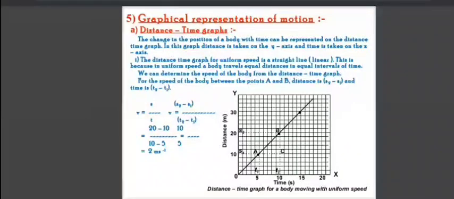What you did, you divided the y-axis by the x-axis. On the y-axis we have meters, on the x-axis we have time, that is seconds. So meter per second. So if the distance time graph is linear, it means it is making uniform motion, and if you find the slope, you will get the velocity. You can take any 2 points, you will get the same answer.